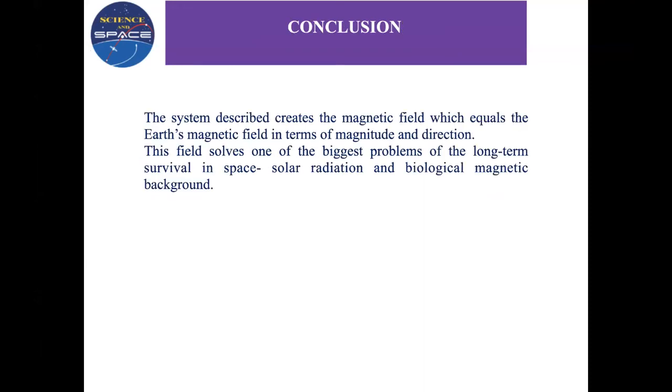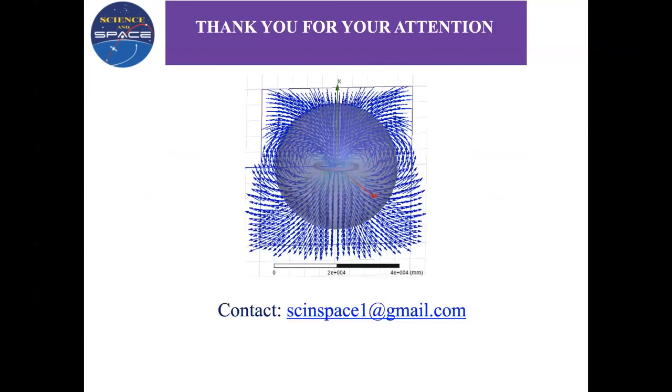So, as a conclusion, the system described creates a magnetic field which equals the Earth's magnetic field in terms of magnitude and direction. This field solves one of the biggest problems of long-term survival in space: solar radiation and biological magnetic background.